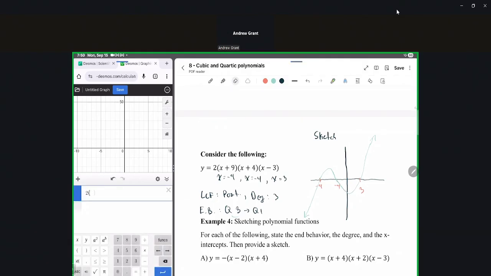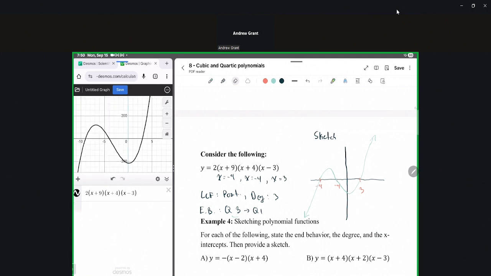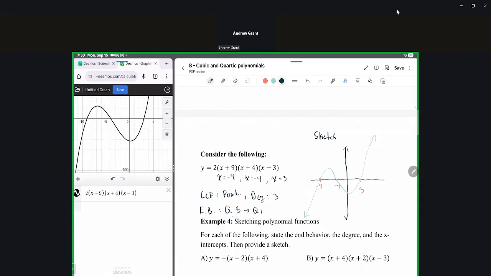And so if I type in 2 times (x plus 9) times, oh, not a second bracket, (x plus 4) times (x minus 3), I have to zoom out a bit here. This is roughly what the graph looks like. And if you notice here, on my graph, I didn't include a y-axis because in this case, our y-axis has to go all the way down to negative, looks like 200, to be able to graph this thing correctly, but that's okay. We provided a reasonable sketch of what this looks like.